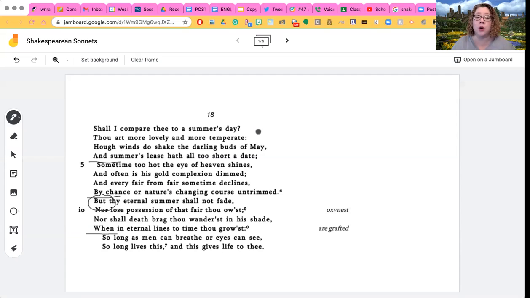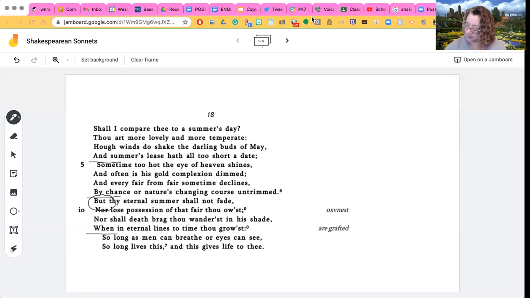It says, thou art more lovely and more temperate. So we know just from the first quatrain that it's about how you're even more beautiful than the summer. And the reason is because he says, summer's lease hath all too short a date. In other words, summer is going to switch into fall and not be permanent. But your beauty, he says on the Volta here, your eternal summer, there's the metaphor, right? Your eternal summer shall not fade.